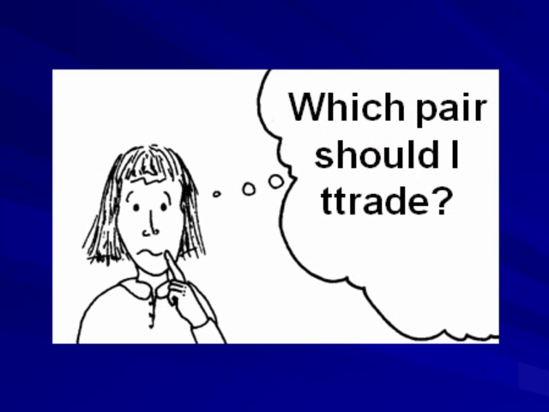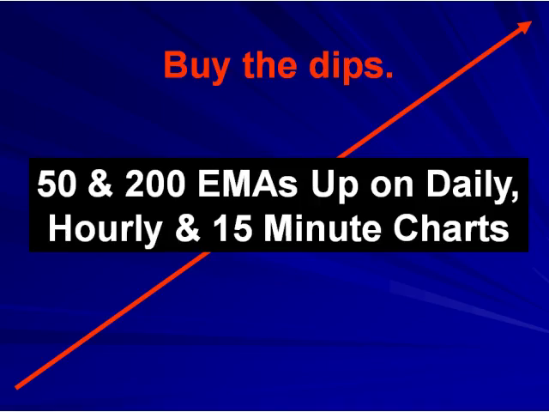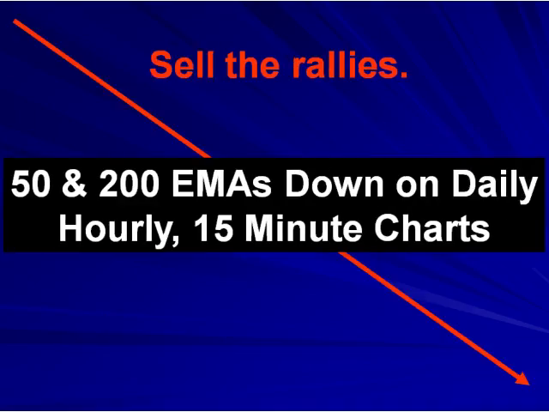Which pair should I trade? Buy the dips in an uptrend where the 50 and 200 EMAs are up on the daily, hourly, and 15-minute charts. Correspondingly, sell the rallies in a downtrend where the 50 and 200 EMAs are down on the daily, hourly, and 15-minute charts.